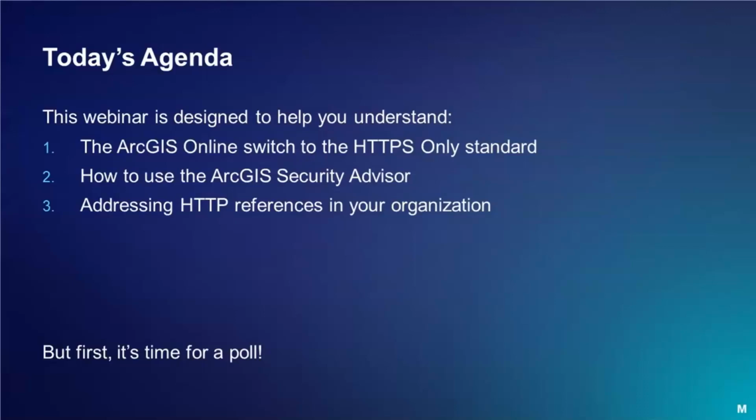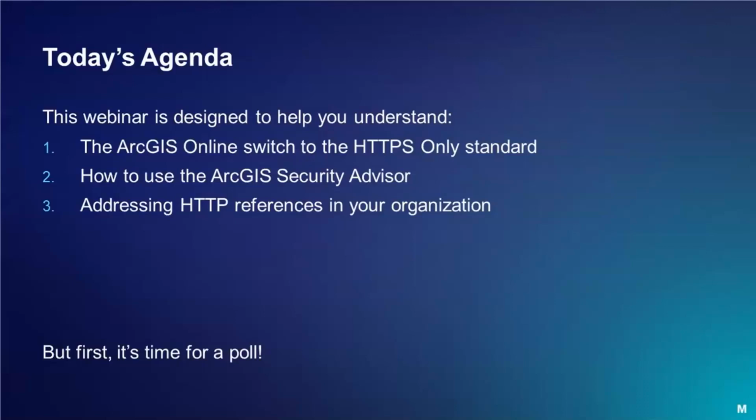ArcGIS Online is going to transition to the HTTPS only standard as of December 8th this year. This is going to make the ArcGIS Online environment much more secure, and there are some things that you will want to do to prepare for this change. So let's take a look at those poll results as they come in.